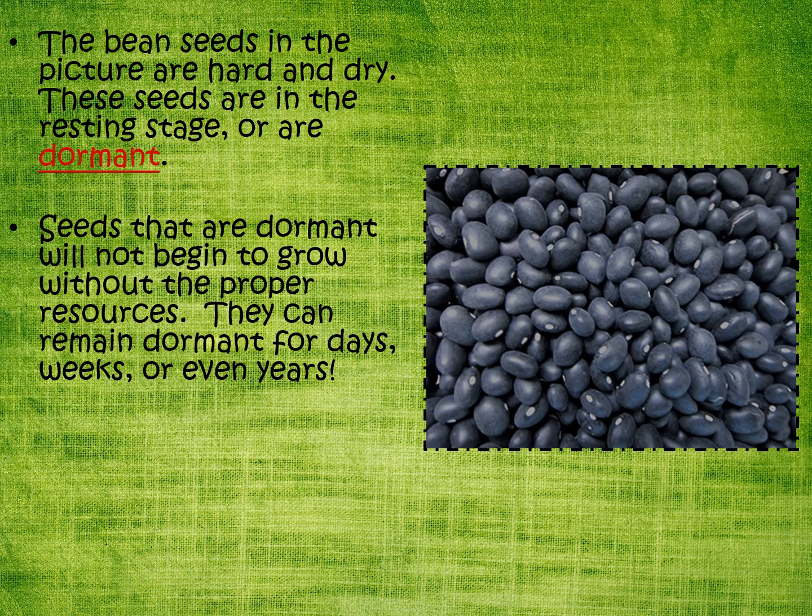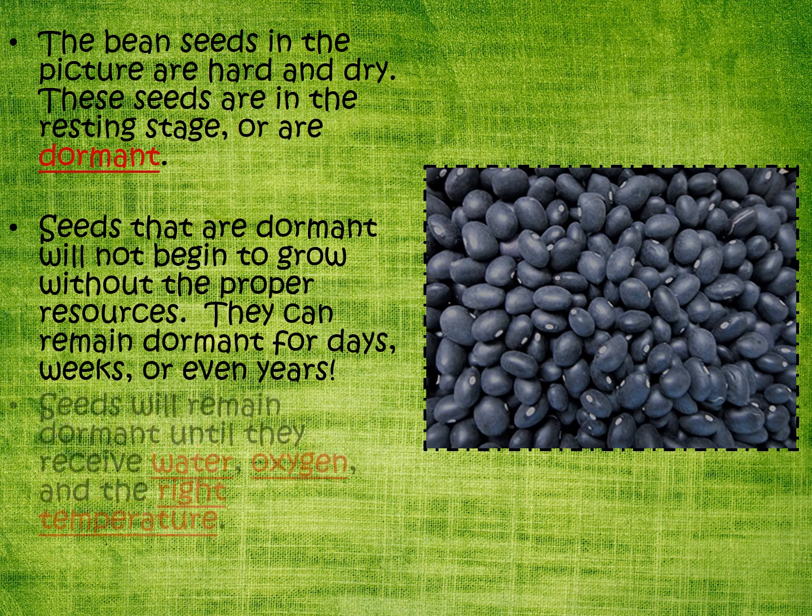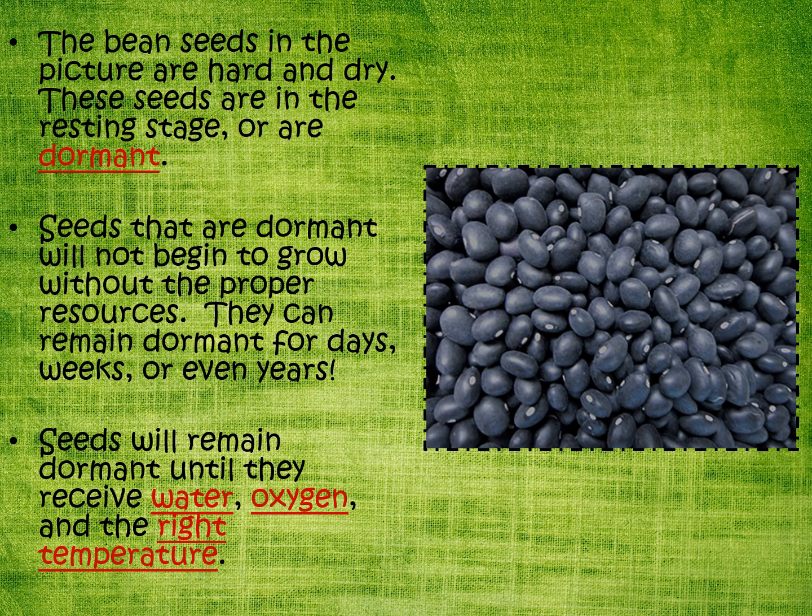Seeds that are dormant will not begin to grow without the proper resources. They can remain dormant for days, weeks, or even years. So I wonder what resources these seeds might need to grow. Seeds will remain dormant until they receive water, oxygen, and the right temperature. So those 3 things are the proper resources a dormant plant needs. That's the answer to question 2 in your notes.